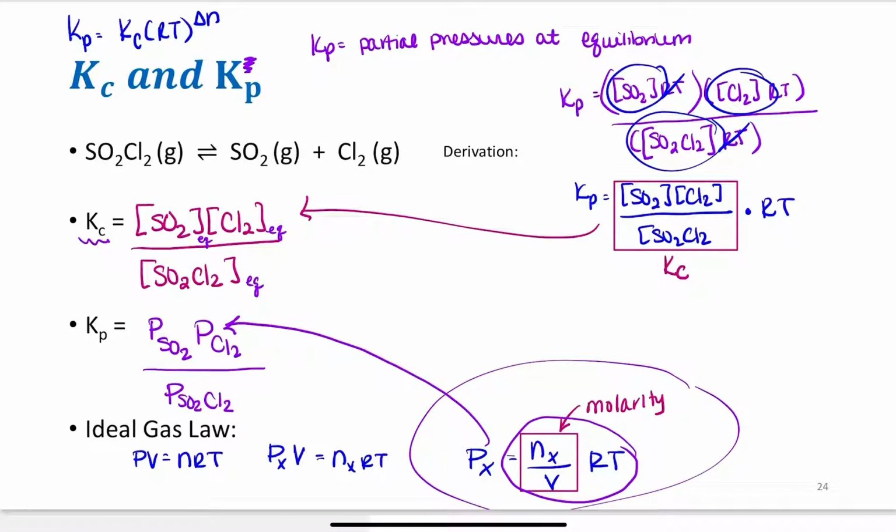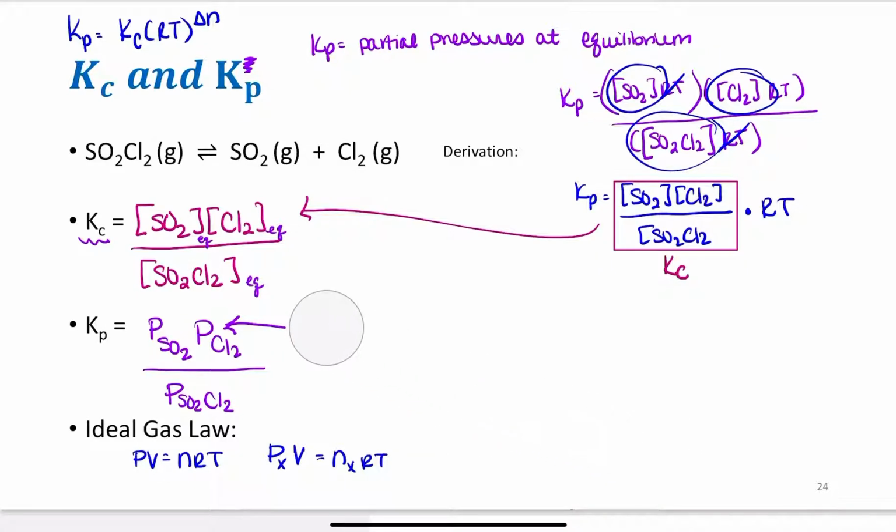Now where do I get that change in n thing? The change in n, and if you don't trust me, you can do the same derivation with other systems where the ratios are different. The change in n is the change in the number of moles I have between the products and the reactants. So products minus reactants. This system was 1, 1, 1. I went from 2 moles to 1 mole.